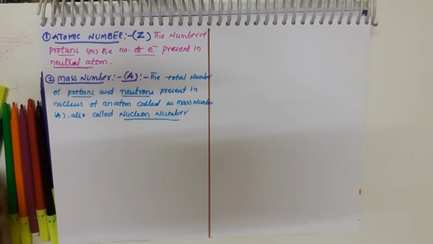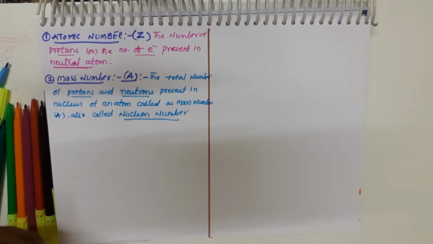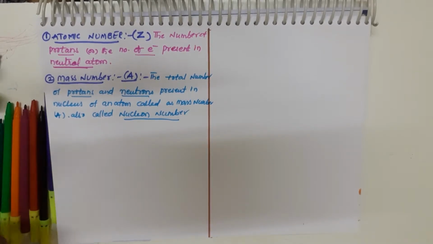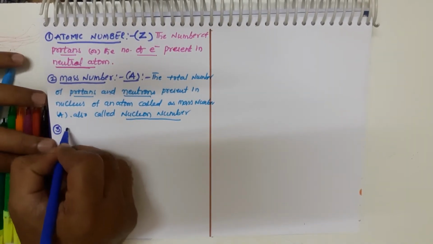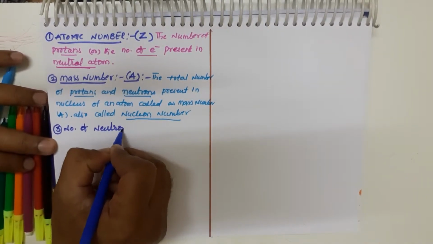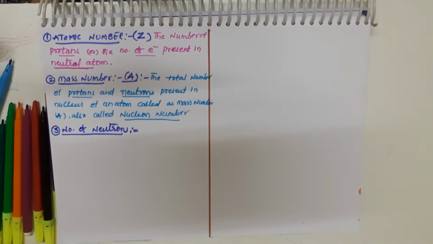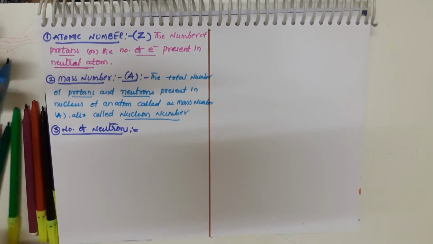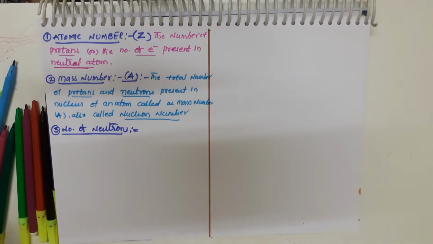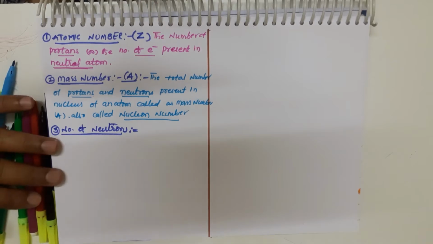Okay, next, number of neutrons. What is number of neutrons? Third one, number of neutrons. How do we identify the number of neutrons in an atom? The number of neutrons is equal to the difference between mass number and atomic number.